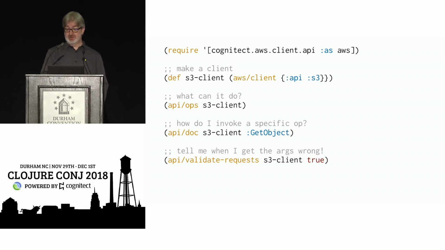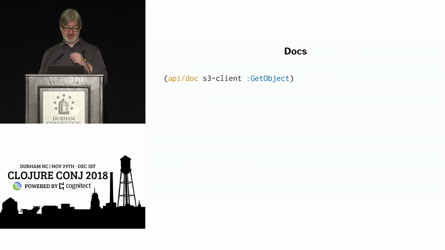And then the other thing you can do is say, I want to validate all the requests I'm making. This is something that you would only do at development time. It loads up Clojure spec and all the specs for the service that you're working with, and then it validates the request for you. So let's look at how some of these things look.